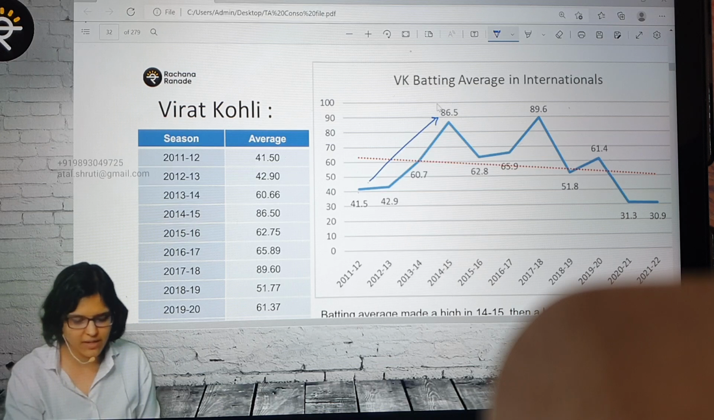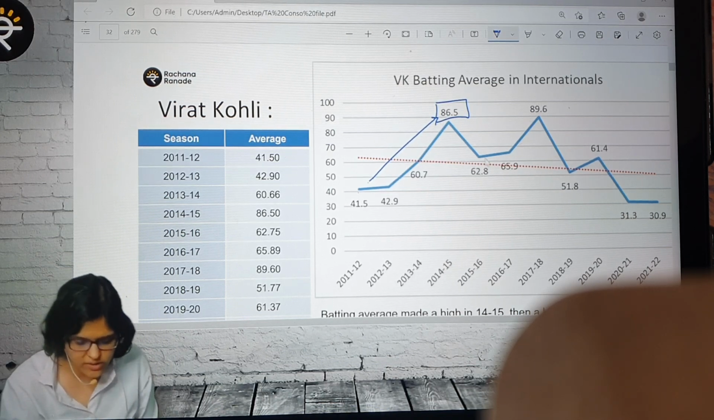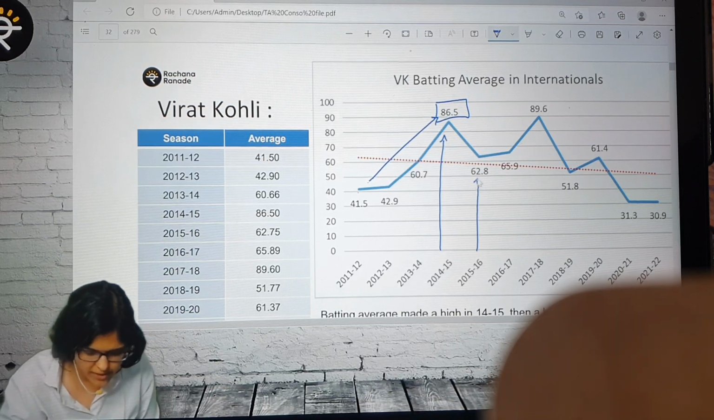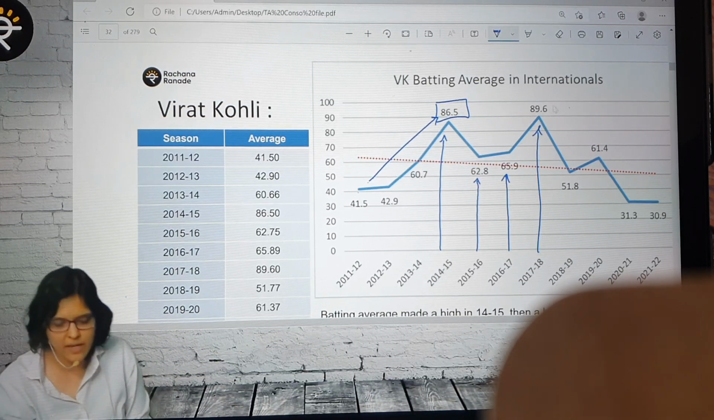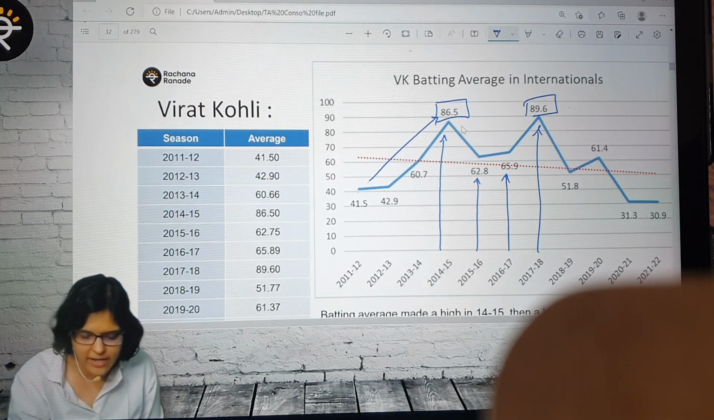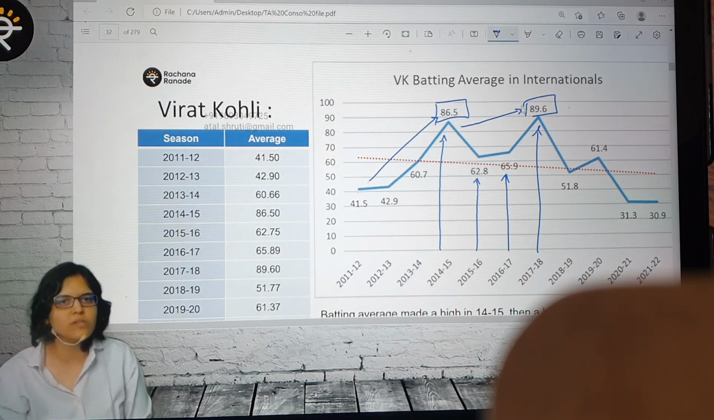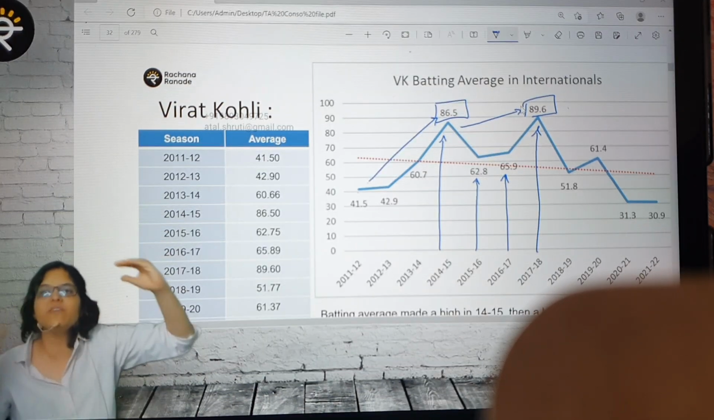His batting average in internationals for the year 2014-15 was 86.5. Okay. Then it went up. This is 2014-15. I hope you're getting the price points. How they are taken? Everyone, yes. So here you can see that this was the high point it saw, 89.6. In technical analysis we call this a higher high. What is a higher high? The new high is higher than the previous high.